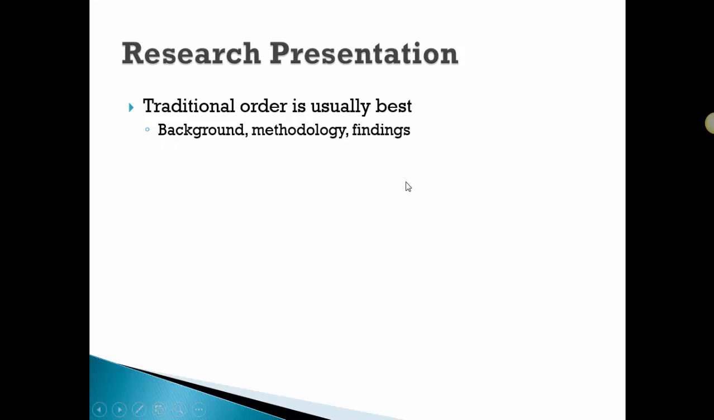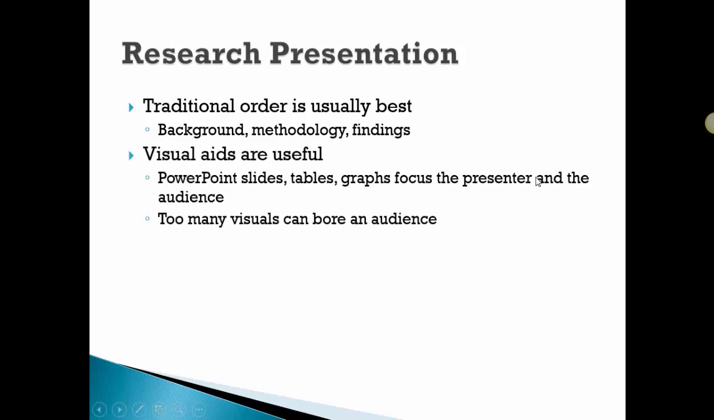Research presentation, the traditional order is usually best. Background, methodology, and findings. Visual aids, again, are very useful. Also go back for a second. In the background, you may not do an extensive literature review during a presentation. That would be restricted to being in the written paper.